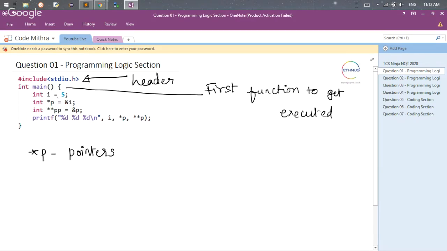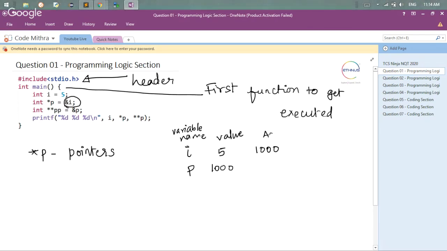So when I is storing value 5, let's assume the address of I is 1000. Now the moment you create P, P is going to store the address of I, so 1000. So basically this is the variable name, this is the value, and this is the address. And then probably P would have got address 2000.